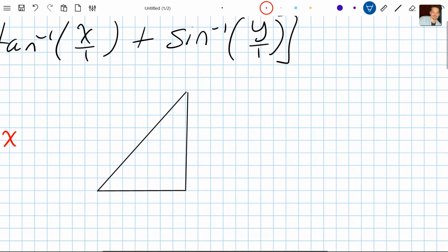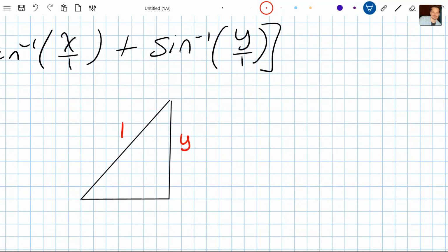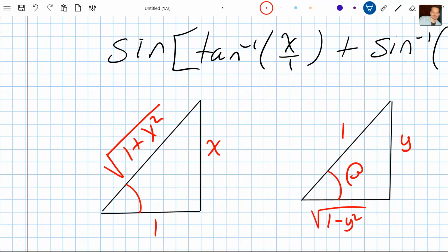And then over here for this one, because it says sine inverse of y over 1, that's like saying that this is y and this is 1, which means by the Pythagorean theorem that the bottom here would be the square root of 1 minus y squared. I'm skipping the step of showing the Pythagorean theorem. It's not too essential here. So now we can also label things. So this could be, for example, the angle beta, and over here this could be the angle alpha.